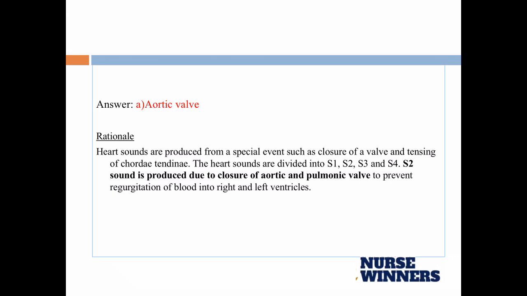Rationale: heart sounds are produced from a special event such as closure of a valve and tensing of chordae tendineae. The heart sounds are divided into S1, S2, S3 and S4. S2 sound is produced due to closure of aortic and pulmonic valve to prevent regurgitation of blood into right and left ventricles. The second heart sound of the heart is due to option A, aortic valve.